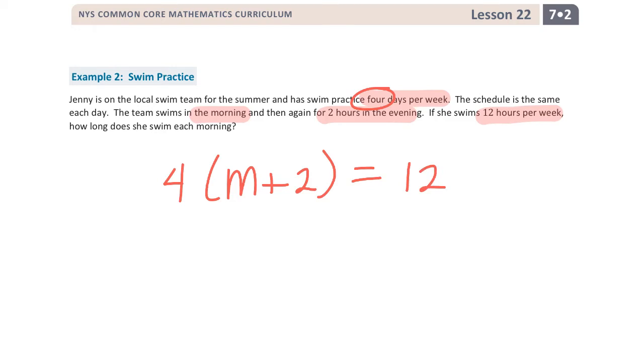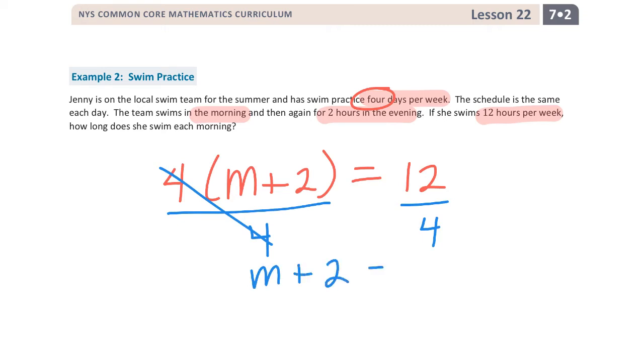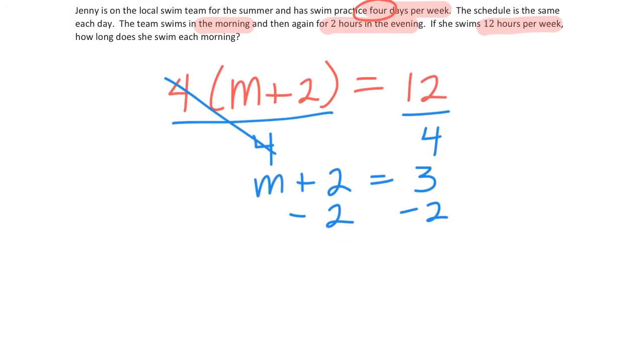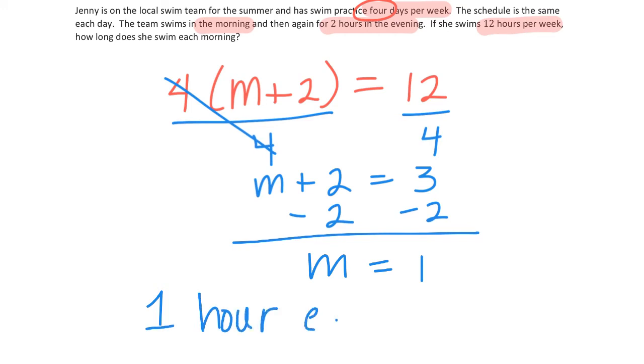Okay, so as we talked about the other day, there's a couple ways to solve this. I'm just going to go through one strategy at this point. So 4 is being multiplied by the sum. So the first thing I'm going to do is divide both sides by 4. Those will cancel out, and that leaves me with m plus 2 equals 3. Now I have an addition equation. Opposite of addition is subtraction. So I subtract 2 from both sides. And when I do that, m equals 1. So she swims 1 hour each morning that they have practice.